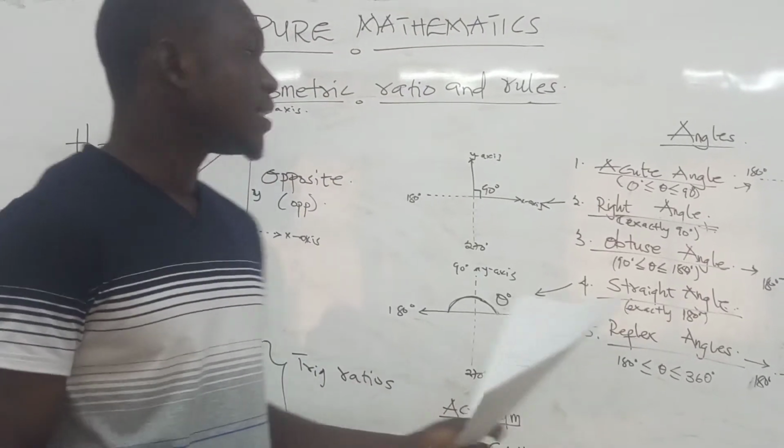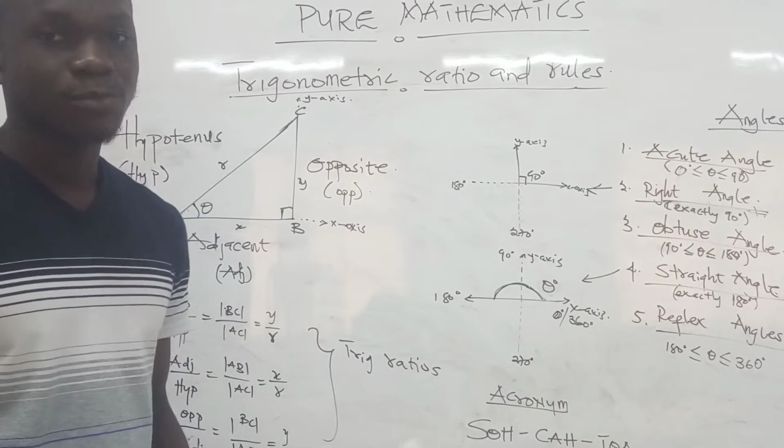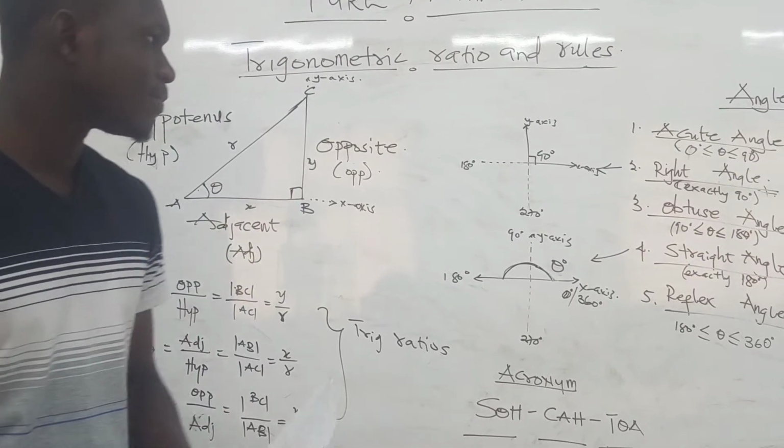Today we are going to talk about a simple topic on elective maths, or some other call it pure mathematics, named trigonometric ratio and rules.